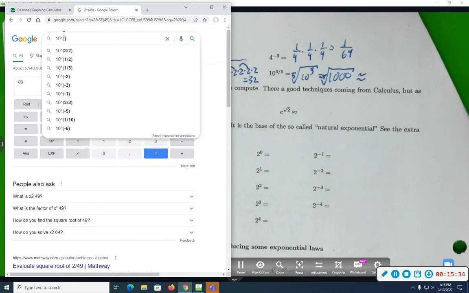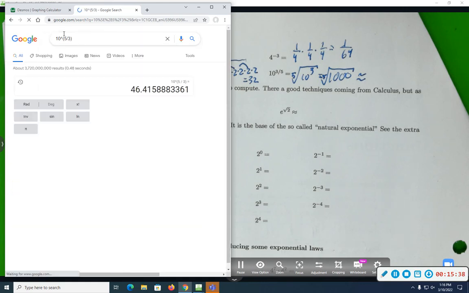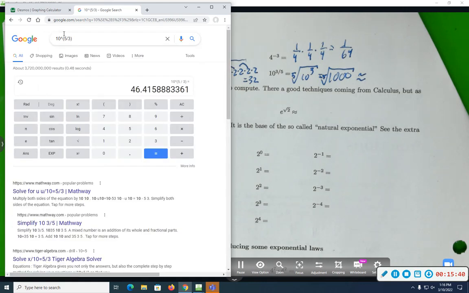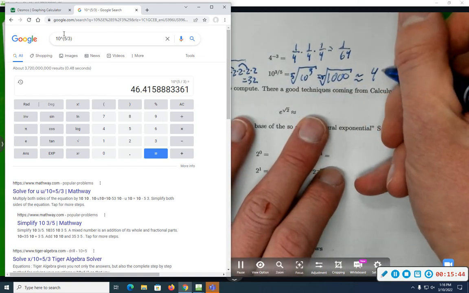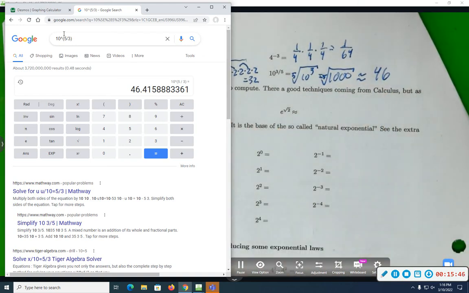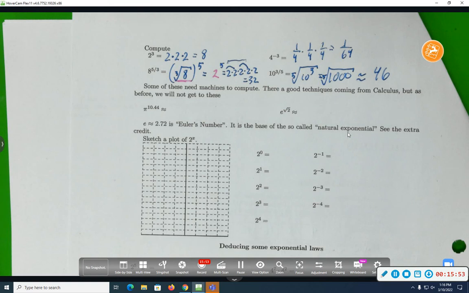So let's do that. Ten raised to the power 5/3. Somewhere around 46. People feel good right now? Things making sense? Nice.